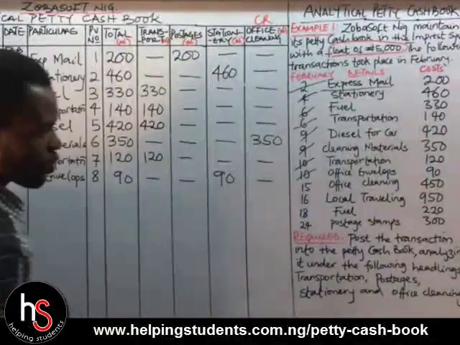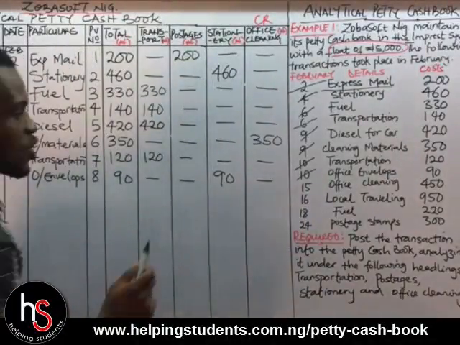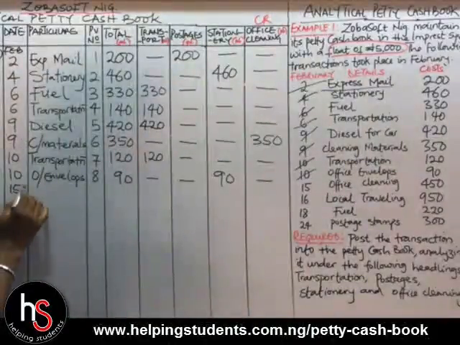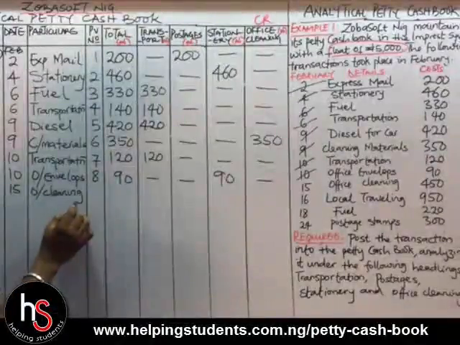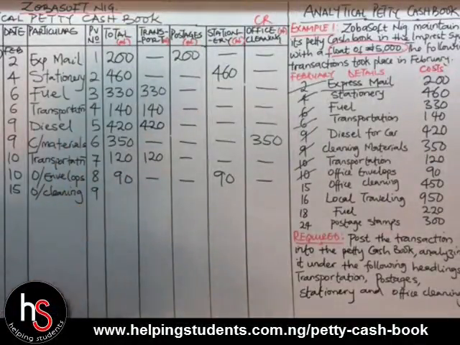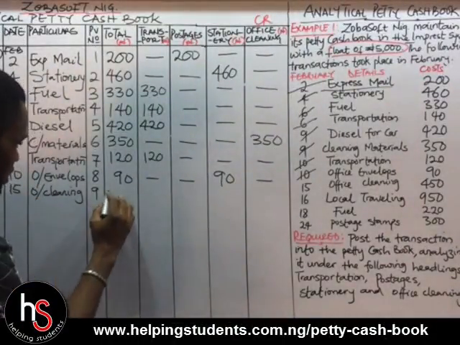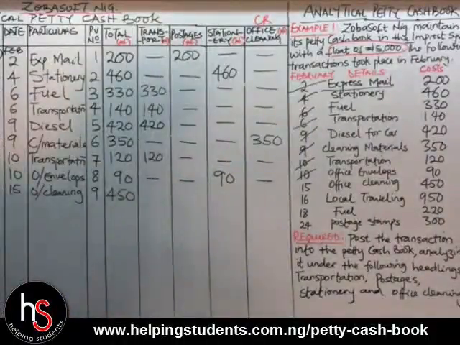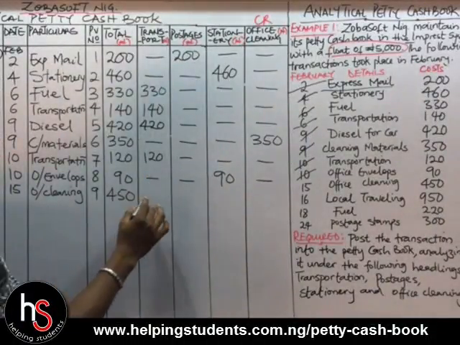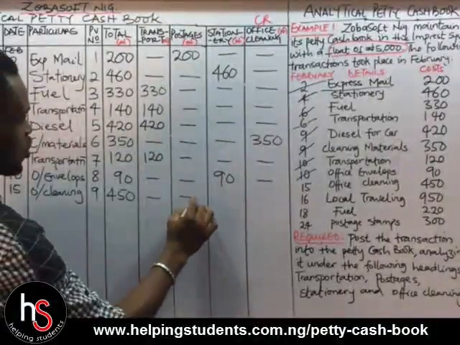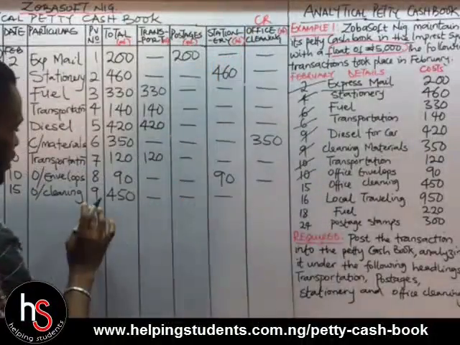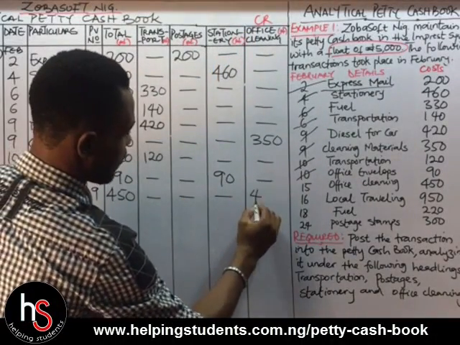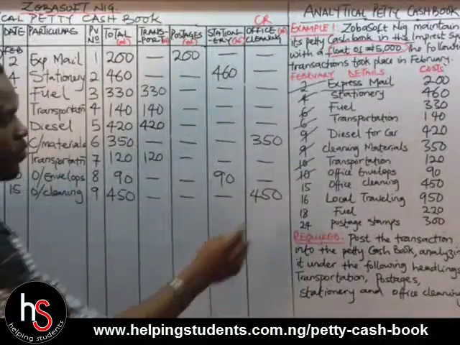We'll go over to the next one on the 15th, and it says office cleaning. So we have the 15th here, office cleaning. So the PV number will be what? 9. And how much is the total for the office cleaning? We have 450. Okay? Now, transportation, no. Postages, no. Stationery, no. Watch, office cleaning. So under the office cleaning, we'll record what? 450.